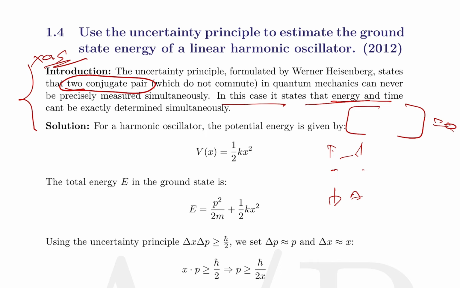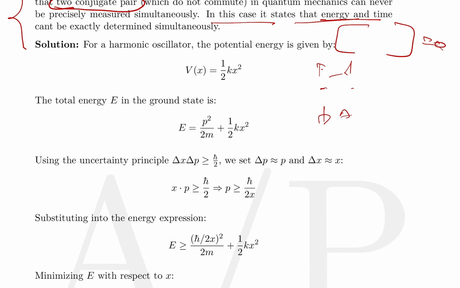If you write this introduction in the exam, you definitely gain some extra marks. Okay, so let's move towards the solution. Solution part. For a linear harmonic oscillator, the potential energy is given by V(x) equals half kx square. This is the basic expression that we all know.